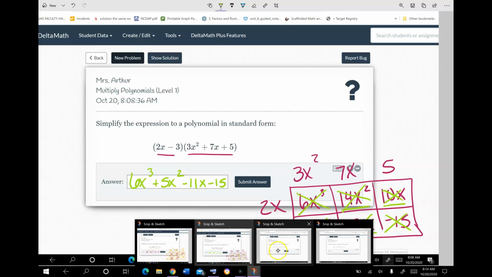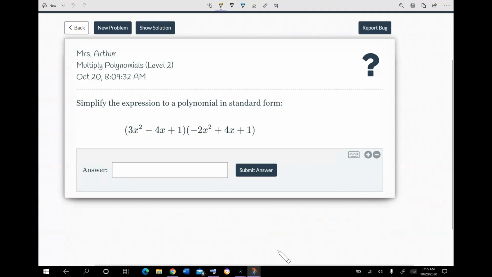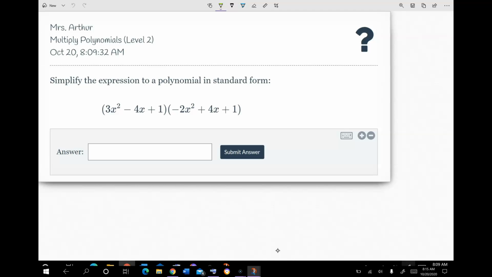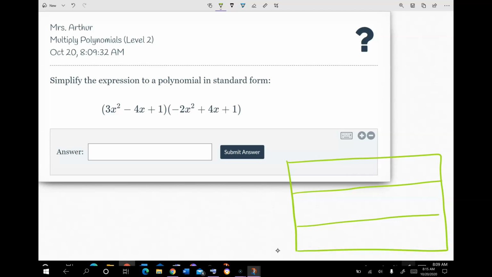Okay. All right. So next level is going to be a 3 by 3, okay? So here we're going to have to do a 3 by 3 square, which is fine. We're just going to make it a little bigger. All right. So we got 3x squared minus 4x plus 1, and then negative 2x squared plus 4x plus 1. Okay. We're going to multiply.